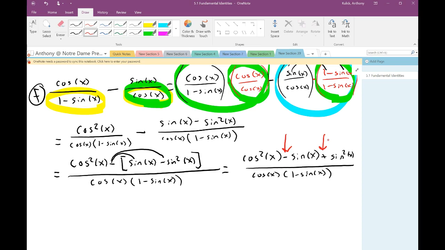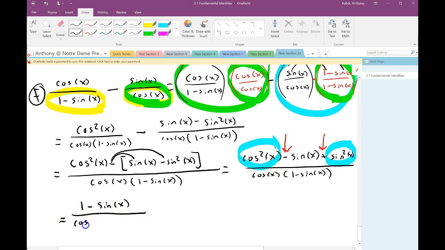Yes! We have a cosine squared plus a sine squared. That is 1. No, it's 1 minus sine x. What is sine squared plus cosine squared? 1.